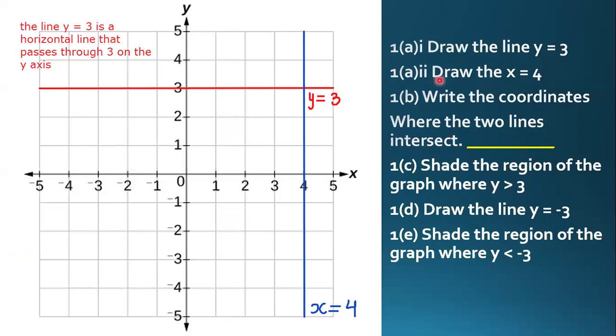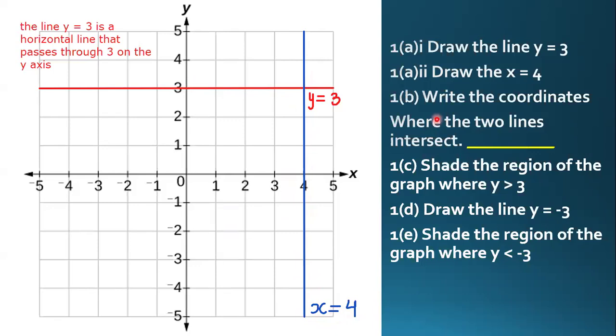So we have y is equal to 3 and x equal to 4. The line y is equal to 3 is going to be a horizontal line that passes through the y-axis at 3, because it's y is equal to 3. And the line x is equal to 4 is going to be a vertical line that passes through 4 because it's x is equal to 4. Does that make sense? Yes, sir.